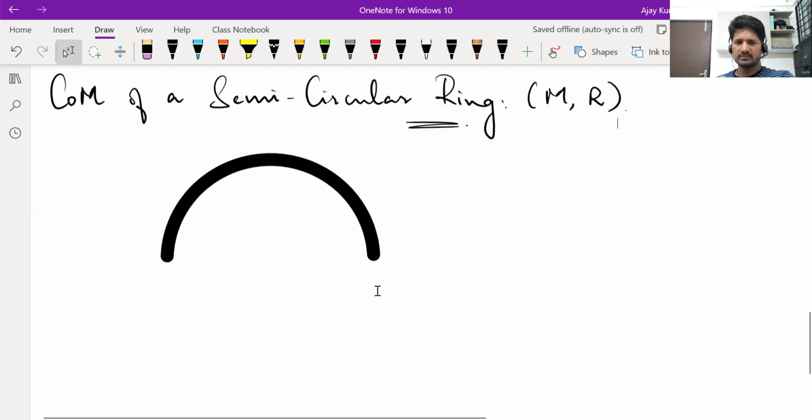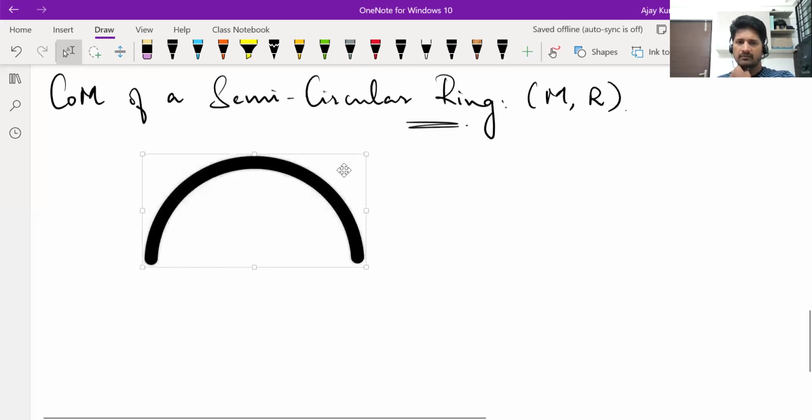Pawan, tell me, does this system have a line of symmetry? Yes, sir. Can you describe that line? Sir, vertically. Vertical, y-axis, passing through the topmost point of that semicircular ring is a line of symmetry, correct? And what is the use of line of symmetry in center of mass problems? We can find out its center of mass.